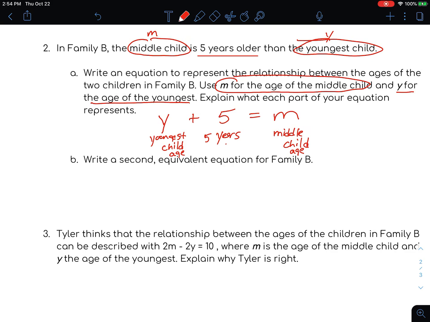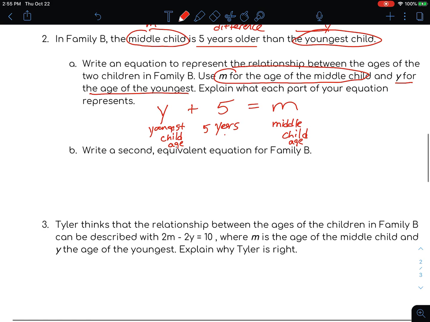Write a second equivalent equation. Well, how could we think about this a little bit differently but represent the same information? Why don't you think about that to yourself for a second? Well, I think another way we could represent this information is to think, okay, I know there's a 5-year difference, so this is kind of like the difference between the ages of them. If I think of difference, I think of more of a subtraction problem. So maybe I say the middle child minus the age of the youngest child is going to be equal to 5 years.